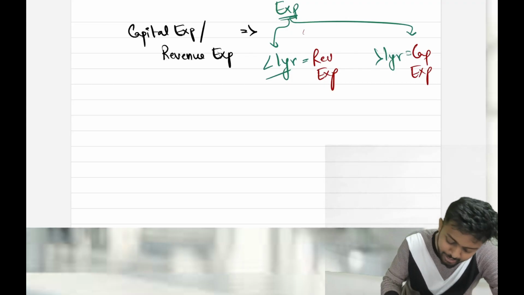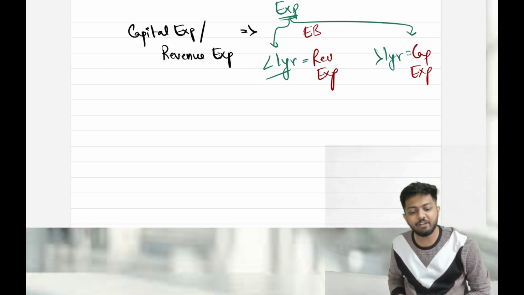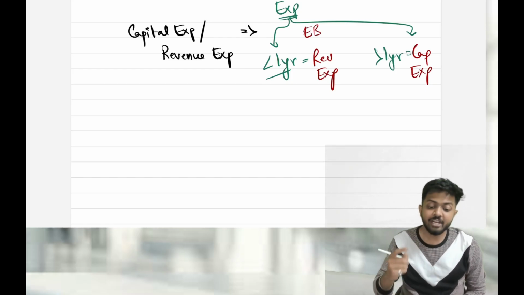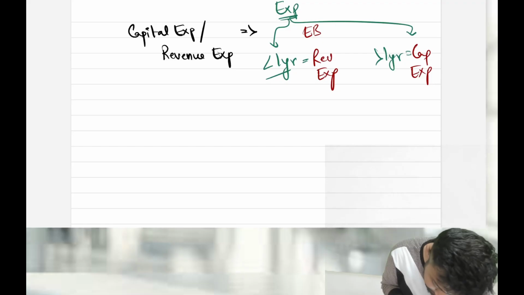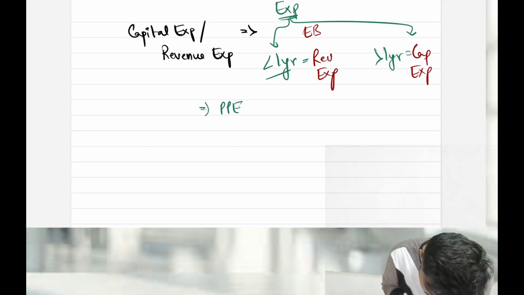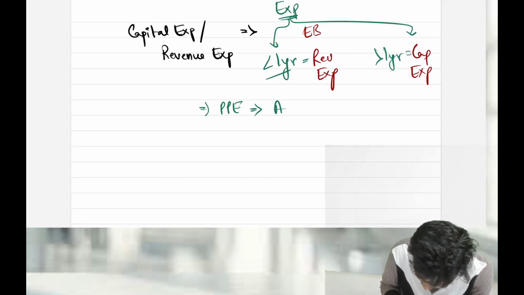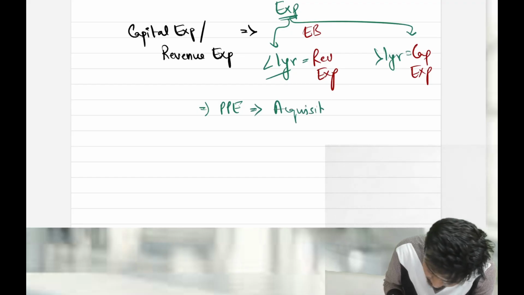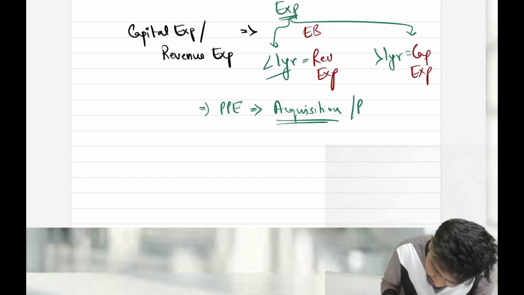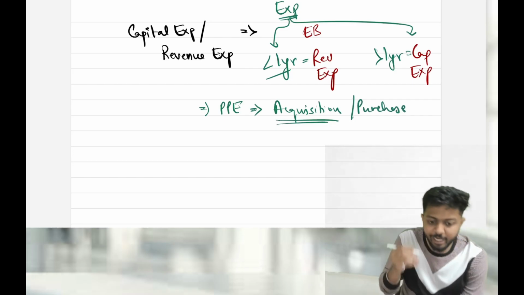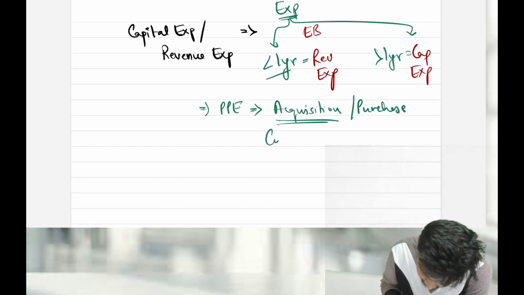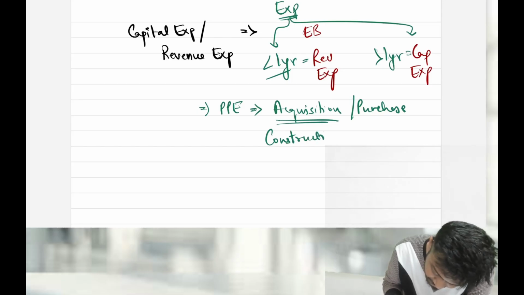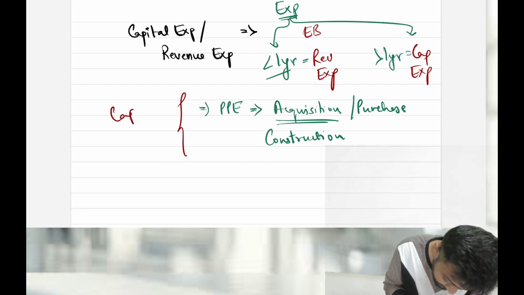We are talking about the economic benefits. If the economic benefits are less than 1 year, revenue expenditure. If the economic benefits are more than 1 year, then it will be capital expenditure. Okay. Then any money that you spend on PPE for acquisition of fixed assets or acquisition of property, plant and equipment, acquisition and purchase, anything you have spent on purchase of PPE will be considered as capital expenditure. Anything that you have spent on construction of PPE, same thing. Construction, acquisition, purchase of PPE will be treated as capital expenditure.